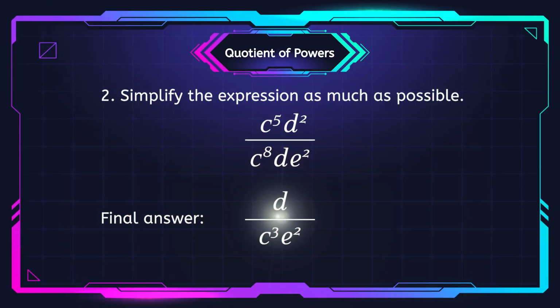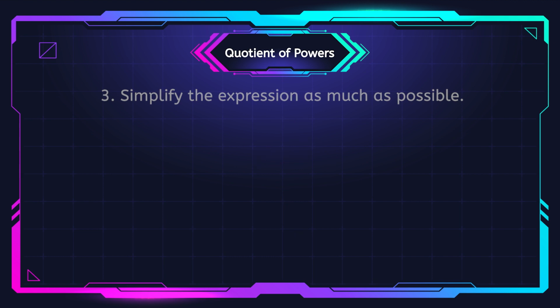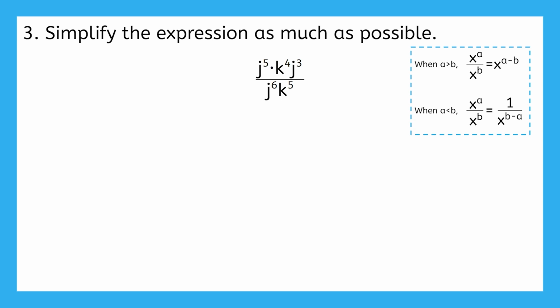Okay, last problem. We need to simplify the expression as much as possible. The expression is j to the 5th times k to the 4th j to the 3rd over j to the 6th k to the 5th. According to the quotient of powers property, when elements have the same base and are being divided, we can subtract the exponents. But right off the bat, I noticed that there's two components with j in the numerator. So which one should we use to subtract?